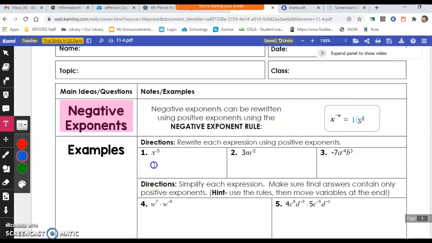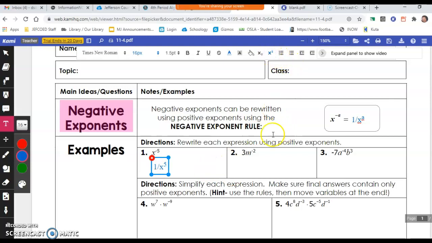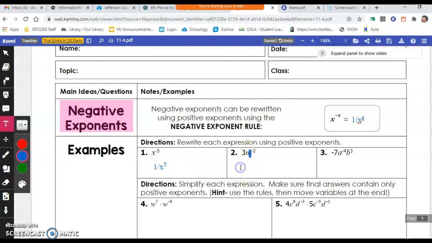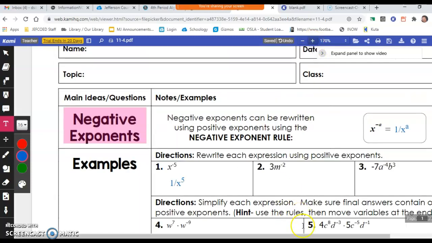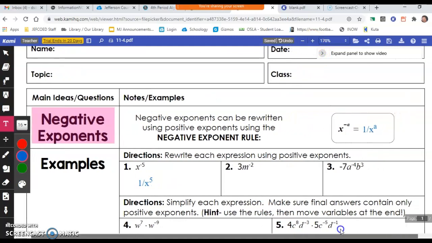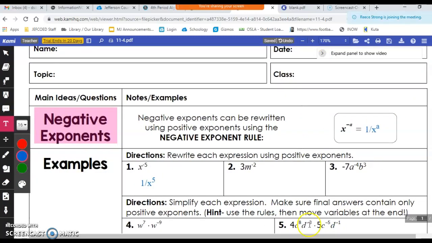All right, so looking at number 1, we have x to the negative 5th. Like we said, anytime we have a negative exponent, we're going to rewrite that as 1 over x to the 5th. Number 2, it is pretty simple right now when we're just dealing with the basic coefficients and variables. Looking at number 2, what is the only thing raised to the negative exponent? Just the m.